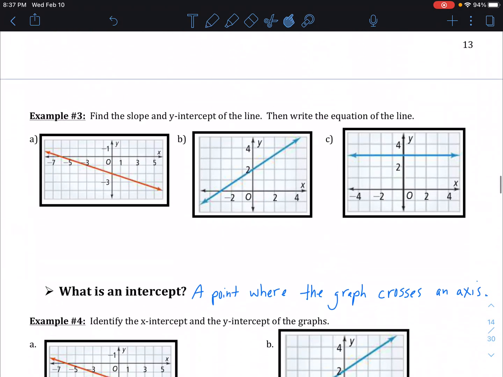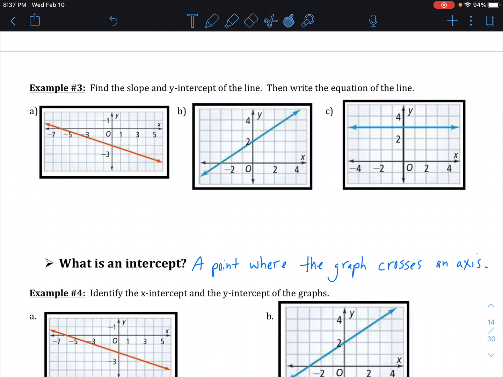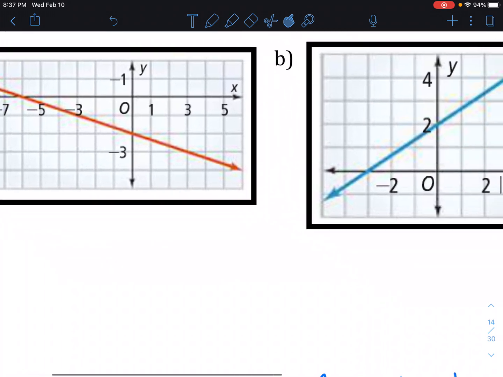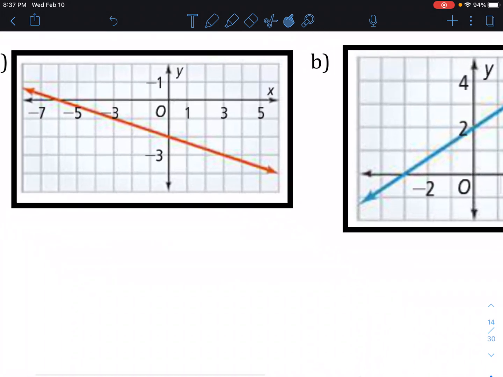Okay, moving on to the next page. We are given graphs. We need to find the slope and y-intercept of the line. Then we're going to write the equation of the line. And that, of course, is going to be y equals mx plus b form. So whenever I'm doing a problem, I always do the y-intercept first. So the y-intercept is that point 0, -2, right here where it crosses the y-axis.